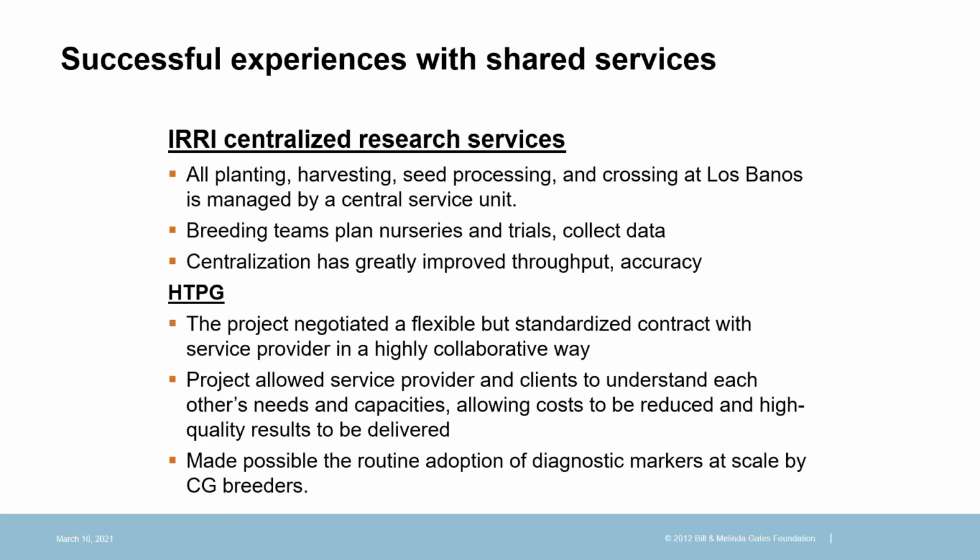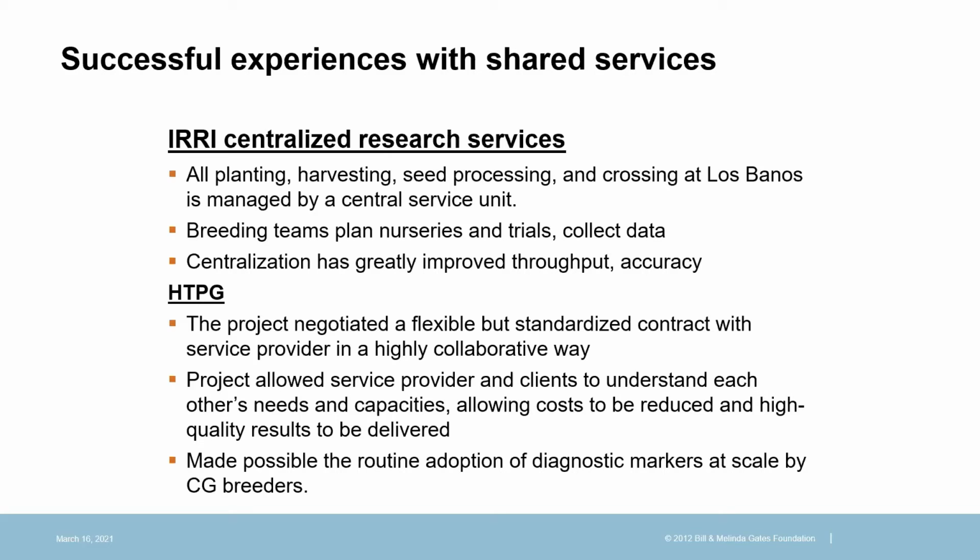The High Throughput Genotyping Project, the predecessor to the service that's being launched today, is probably the archetypal example of a shared service where the project leads negotiated a flexible but standardized contract with the service provider. There was a close collaboration between the project team, the main clients in the system, and the service provider, Intertek, in designing the system in such a way that the service provider and clients really understood each other's needs and capacities and were able to work together to increase volumes and reduce costs, allowing high quality results to be delivered.